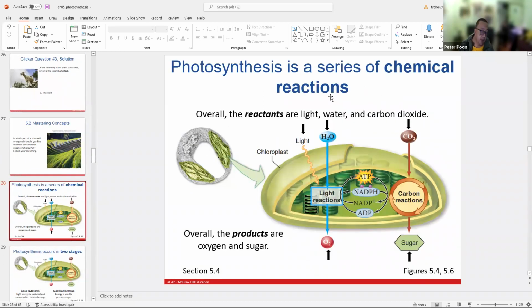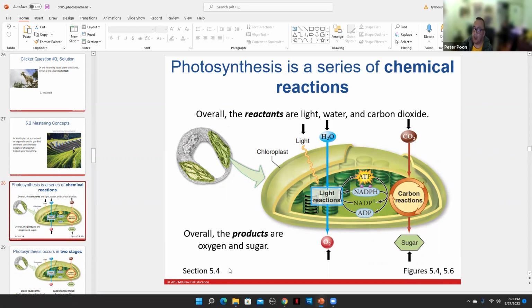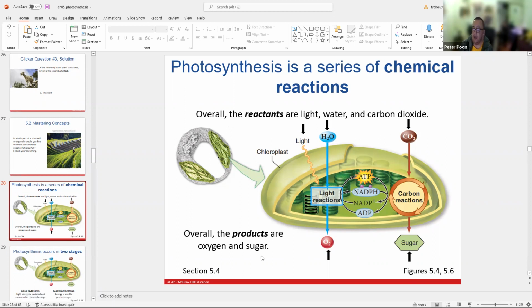Photosynthesis is a series of chemical reactions. Overall, the reactants are light, carbon dioxide, and water. The products are oxygen and sugar. You definitely need to know that. There are actually two parts to photosynthesis, and for both parts, you have to know what goes in and what comes out. The exact reactions that happen are not at this level, but what goes into it and what comes out of it definitely is.